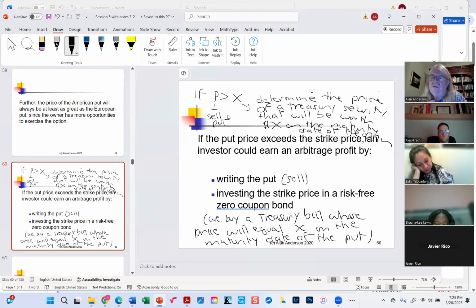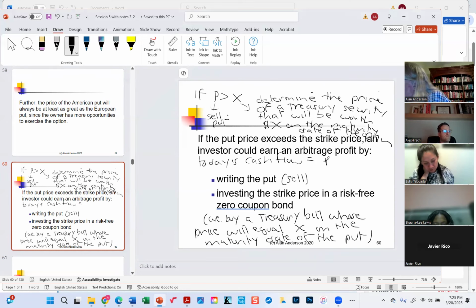So you're selling the put and collecting the proceeds P, buying a treasury bill worth X dollars, where it's worth today the present value of X dollars. It'll be guaranteed to be worth X dollars on the maturity date of the put. So that means you're putting the difference in your pocket. So today's cash flow is P minus X, which is positive by assumption.